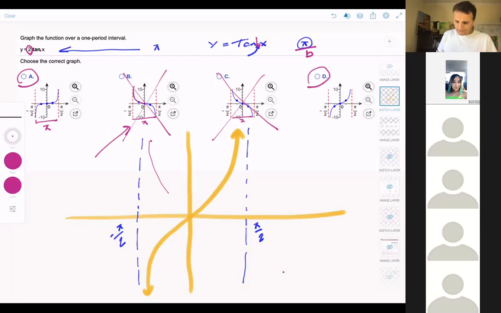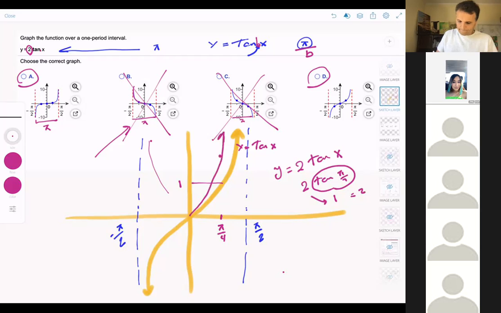On your note sheet, you have tangent of pi over 4 is 1. This is tangent of x. Tangent of x at pi over 4 is 1. So now what about y equals 2 tangent of x? 2 tangent of pi over 4: tangent of pi over 4 is 1, and 2 times 1 is 2. So the graph should go a little higher, a little skinnier than tangent.